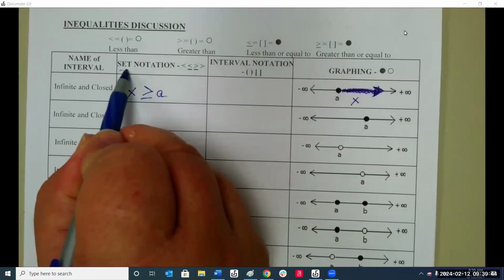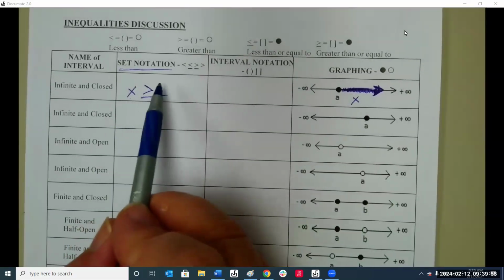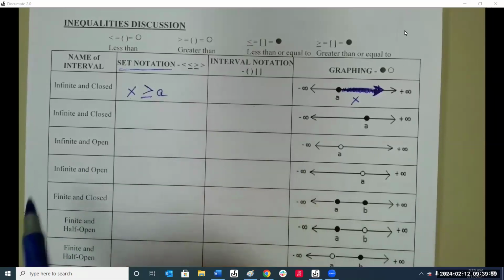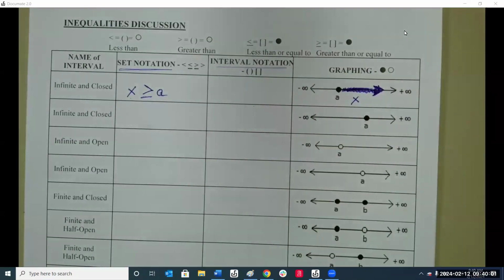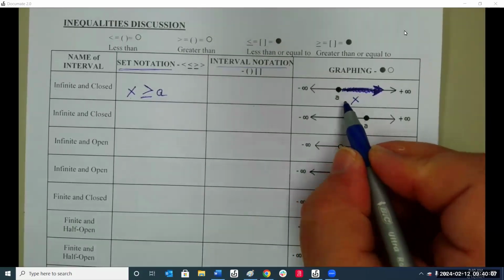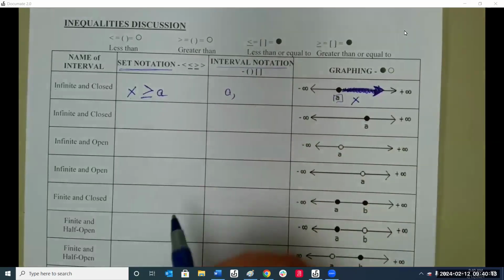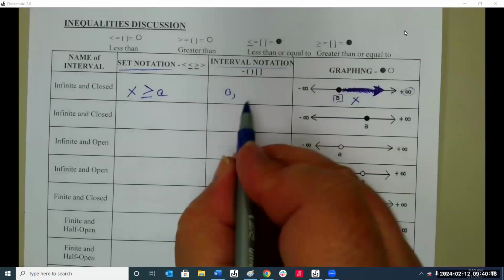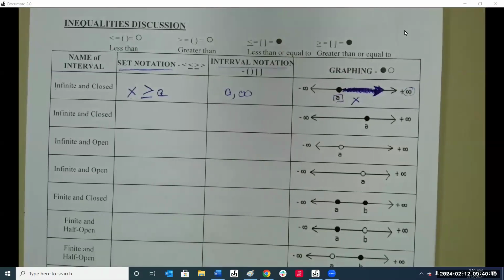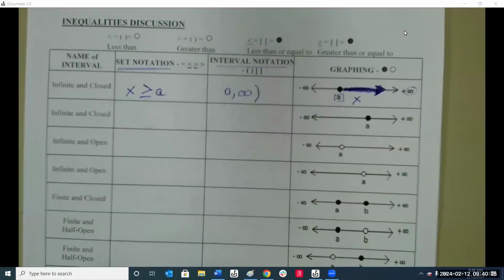We call that set notation, because these are the sets of numbers we can use. Any number x that's greater than or equal to whatever A is. The next we call interval notation. What interval is our answer in? The beautiful thing about this one is, again, reading left to right, always start with the smallest one, the farthest to the left, which is A, comma, and where does it go to? It goes to infinity. Infinity is always a parenthesis because you can never get to it.